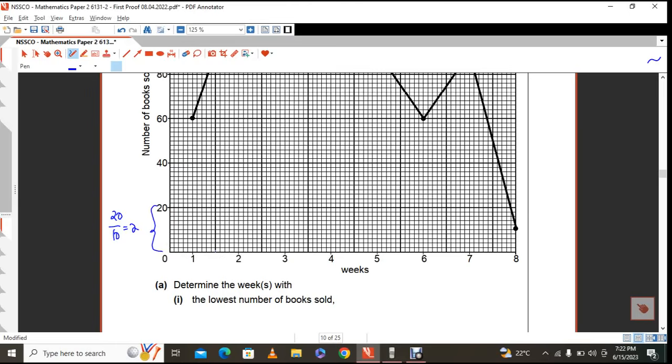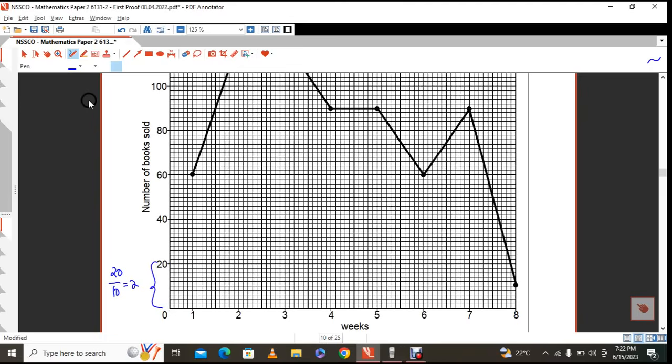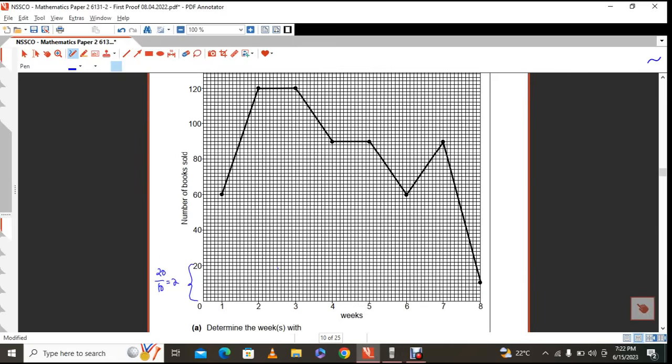The lowest number of books sold, if you look at week one, I'm going to minimize this just so I can squeeze in. Again, as I said, it's horrible. Week one, over here, 60 books were sold. Week two, that's 120. 120 also in week three. Week four, well, there we go.